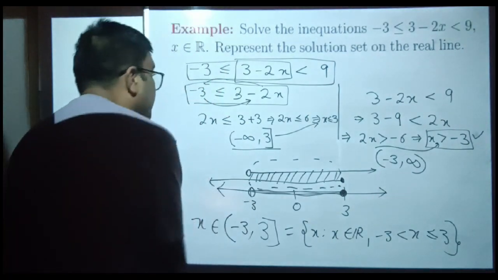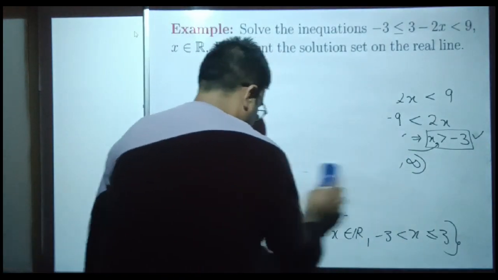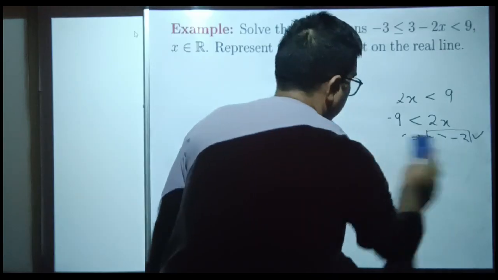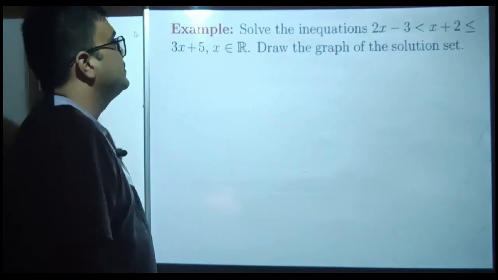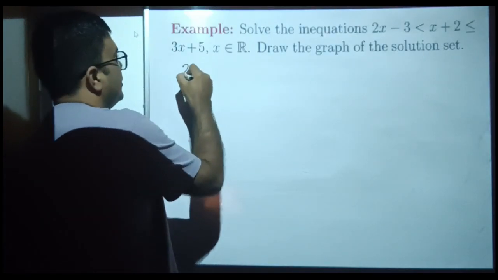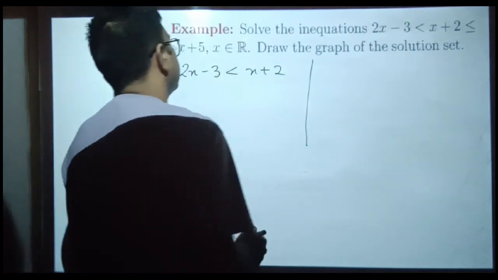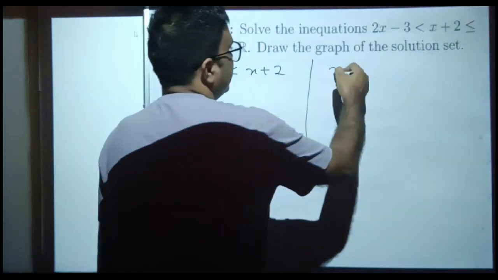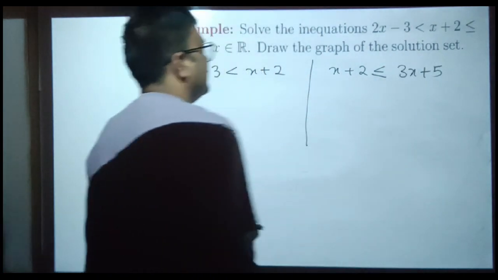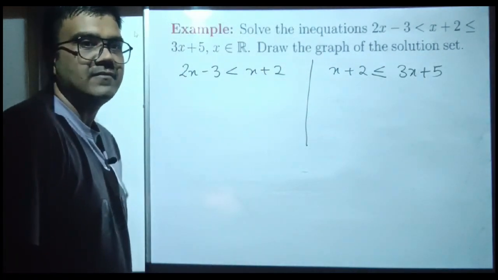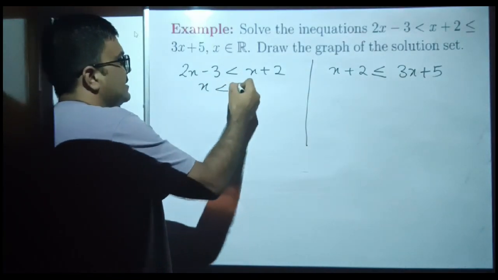Let's consider another example. Solve the inequation. The first part we have is 2x minus 3 is less than x plus 2. This is one inequation. Second we have is x plus 2 is less than or equal to 3x plus 5. These are the two inequations that we have. When you solve this part, we will send this x over here, we will get x is less than 5.